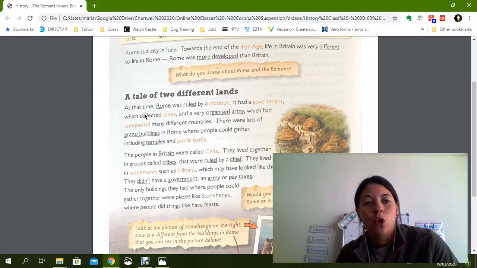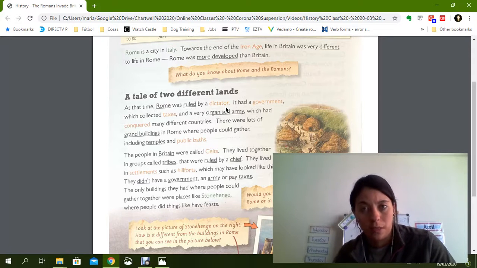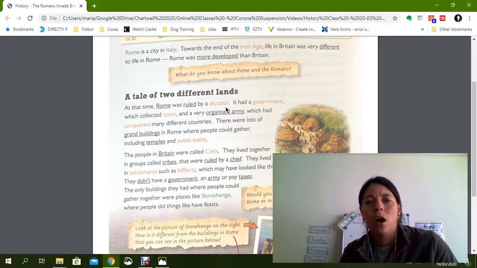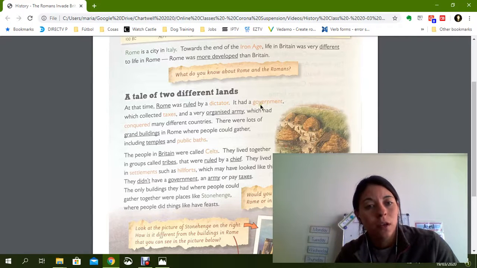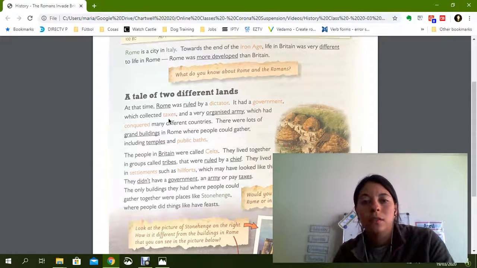At that time, Rome was ruled by a dictator. Now, a dictator is a person who controls the country and has all the power and doesn't ask for anybody's opinion, and nobody has an option but to do what the dictator says. Now, it says, if we continue reading, it had a government which collected taxes. A government is a system of people that govern and rule a country. Collected taxes, which is money that you have to pay the government to do things. And a very organized army.